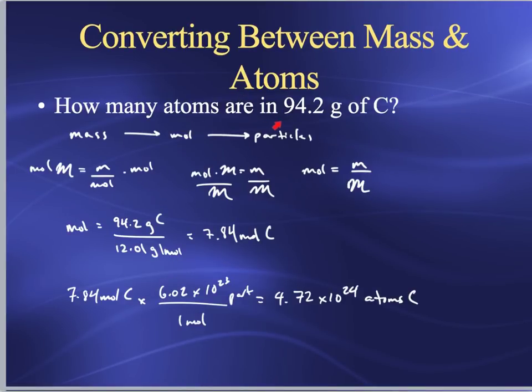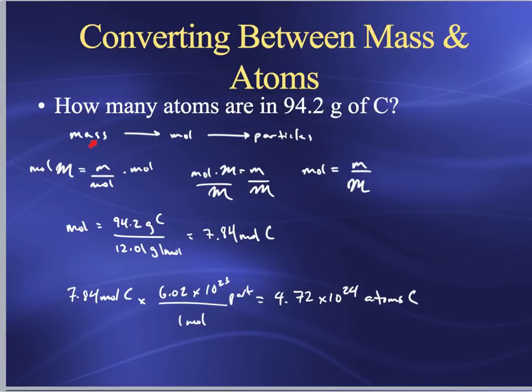How many atoms are in 94.2 grams of carbon? Now we can take a look and go from mass to number of atoms. If I'm starting with mass, I have a conversion with molar mass to get me into moles, and I've got a conversion from moles to get me into number of particles. So I can figure out roughly how many atoms are in 94.2 grams of carbon.